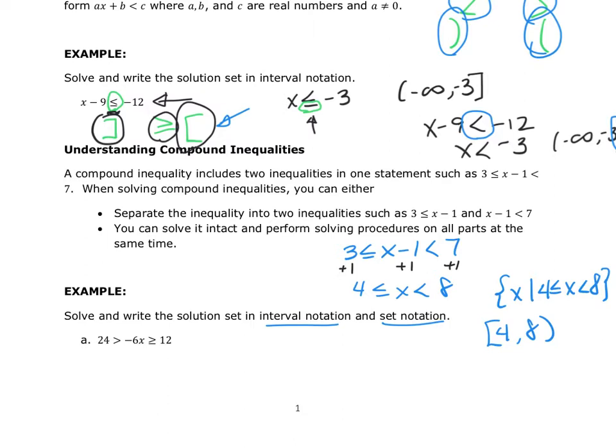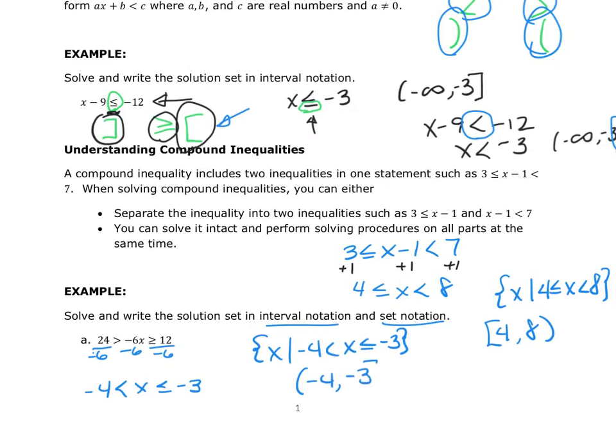All right, so go ahead and do A, please, and that'll give me an opportunity to do attendance. And then your set builder or your interval notation would be a parenthesis at -4, comma, and then -3 will have an inclusive.